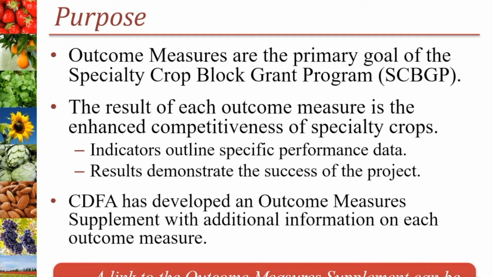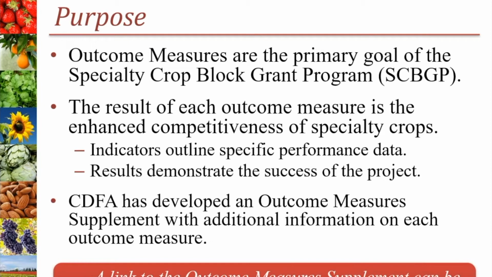Each outcome measure has indicators and in some cases sub-indicators associated with it. These indicators will be the evidence that show your project has increased the competitiveness of the specialty crop industry. They outline specific performance data that need to be collected and reported for the project. Reporting on your selected outcome measures is one of the ways you'll demonstrate the success of the project.